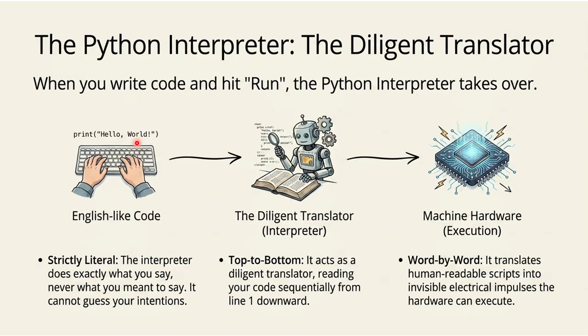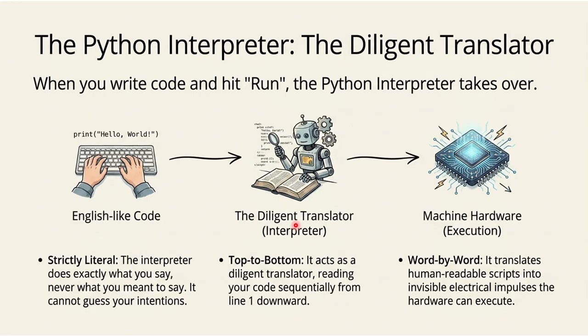It can't understand your intuition behind what you have written. So you need to make sure that the logic you are writing as code is correct. It can't guess on its own. So now here it does it from top to bottom. It acts as a diligent translator, reading your code sequentially from line one downward.